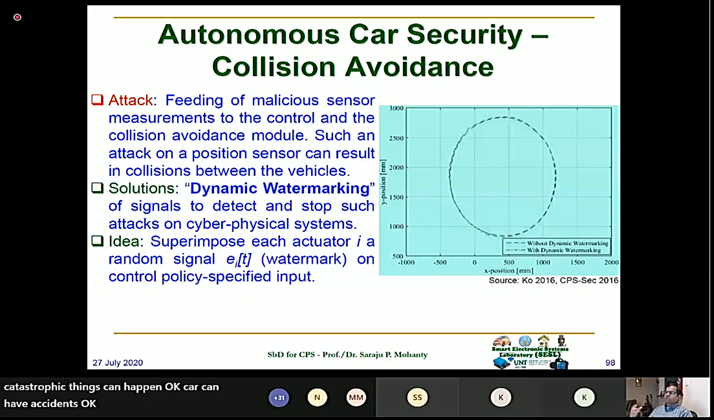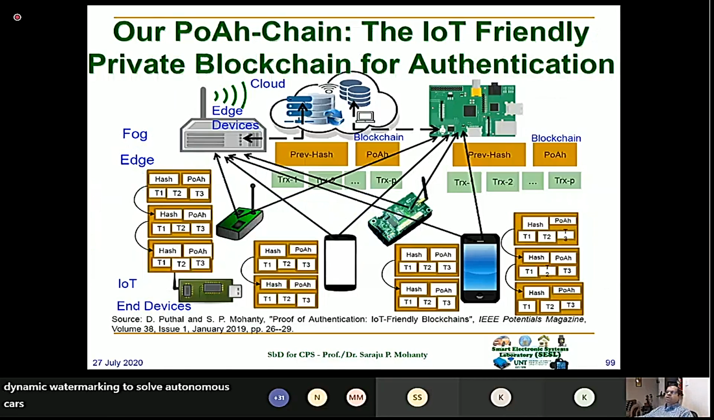So that is why this is an idea where the actuator is verifying the sensor data with the help of dynamic watermarking, and as a result, car security can be maintained. So that's a very difficult problem. I have seen very few works. This is the work that I found. That's why I thought of bringing it to your attention. This is an important problem, dynamic watermarking to solve the autonomous car security problem.